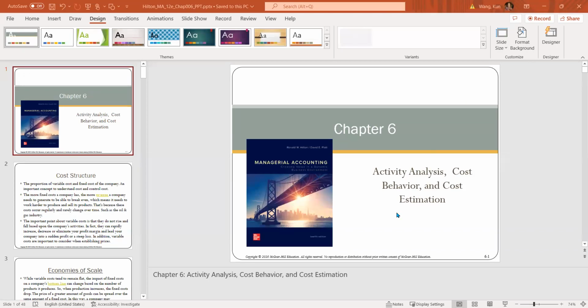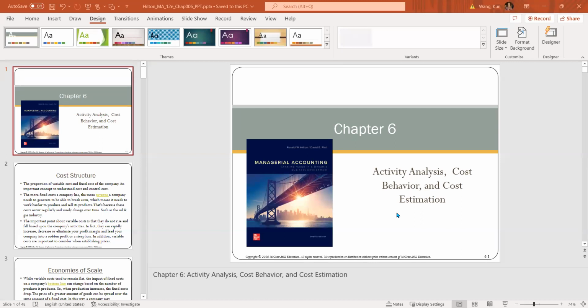Yeah, and also, as a transition to the new chapter, we just went through the cost flow in chapter 3, job order costing. And in job order costing, we still use the traditional costing system, in which we focus on one type of cost driver for the overhead, the indirect manufacturing cost.